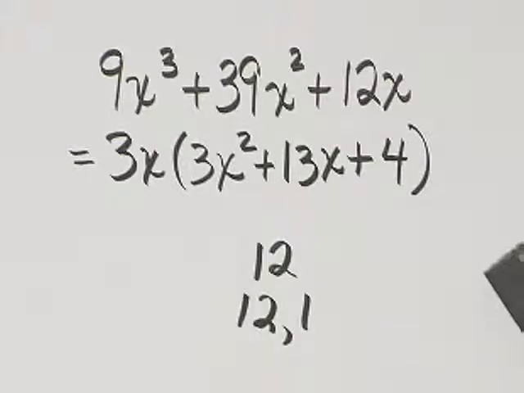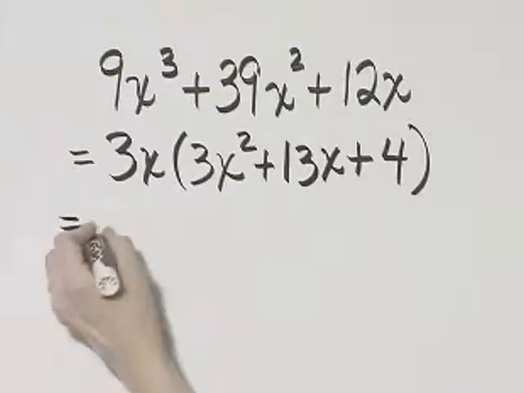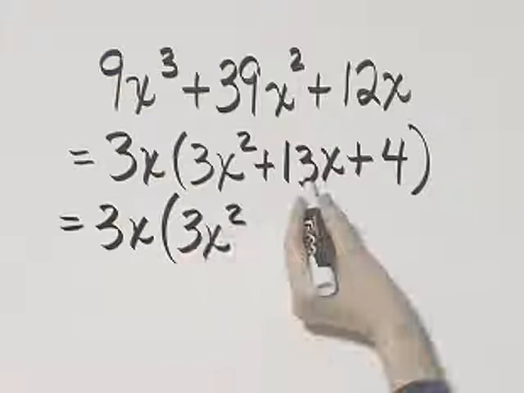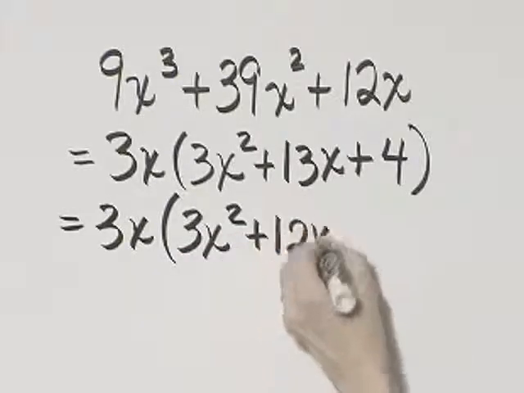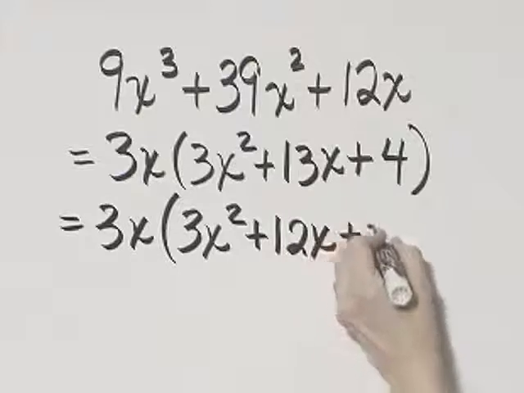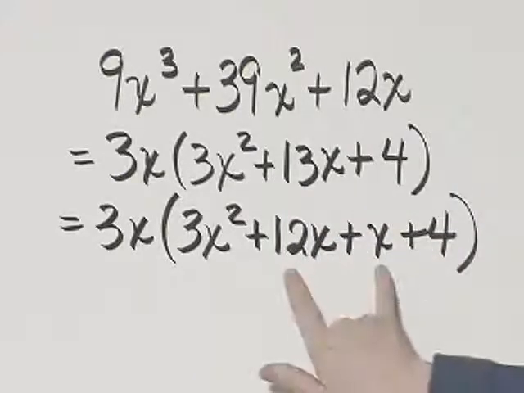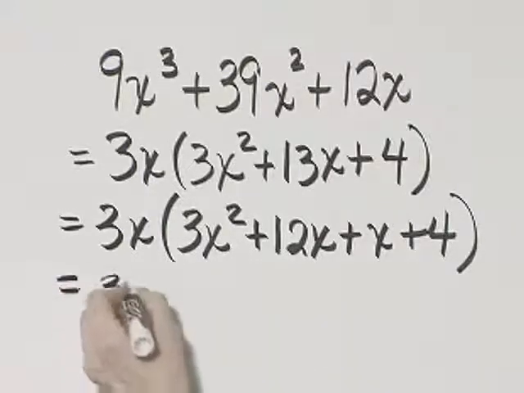So remember the numbers 12 and 1, and remember that we will rewrite the trinomial, and we'll take the middle term. Instead of 13x, we'll write it as 12x plus 1x, or simply x plus 4. We rewrote according to those two numbers we came up with. And now let's factor by grouping.